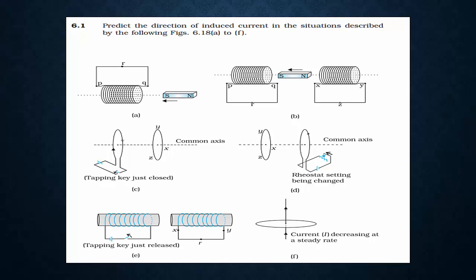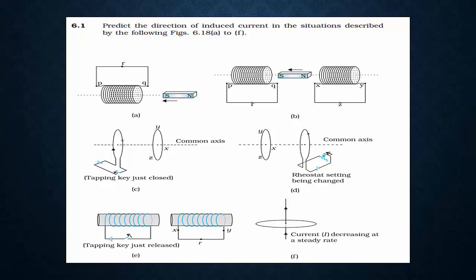See here, the direction of induced current in the closed loop or in the circuit is given by Lenz's law. This point you should remember. The direction of induced current in a closed circuit is given by which law? Lenz's law. So here are the given pairs of figures. For example, in the first figure, a magnet and the coil. In the second figure, there are two coils. Between the two coils, they kept a magnet.